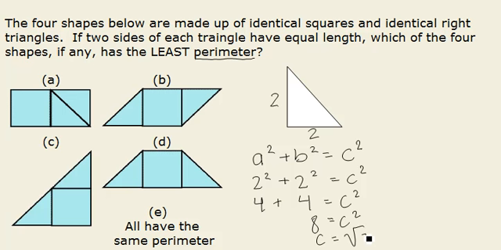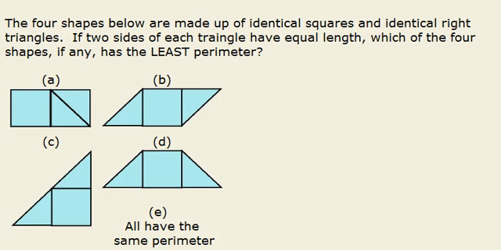It equals the square root of 8, which equals approximately 2.83. So this would be the length of the hypotenuse. This shows that the hypotenuse is longer than the sides, which is important to consider when figuring out which has the least perimeter. So we know that the hypotenuse is longer, so I'm going to count how many hypotenuses are included in the perimeter of each figure.